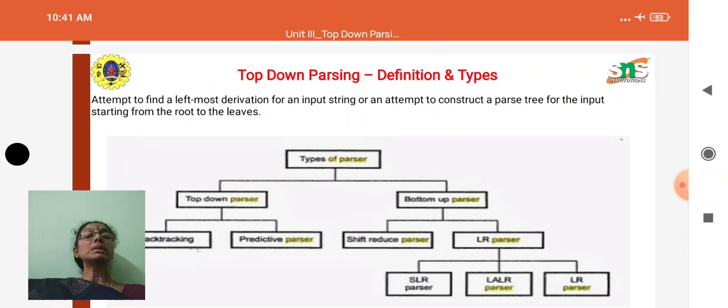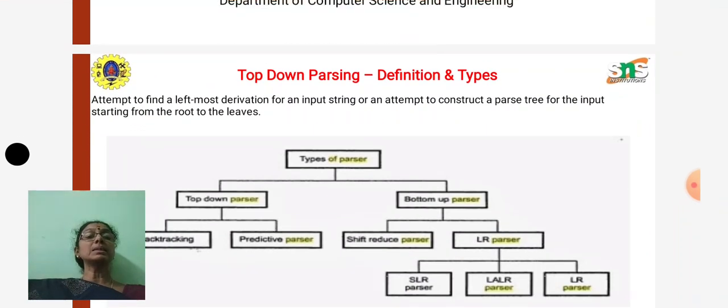So you know what a parser is. Parser is nothing but the third phase of the compiler. The input of the third phase of the compiler is tokens. The output of the syntax analyzer or parser is a parse tree. Based upon the parse tree, the statement of the given programming language is checked whether that statement is correct as per the syntax of the given programming language.